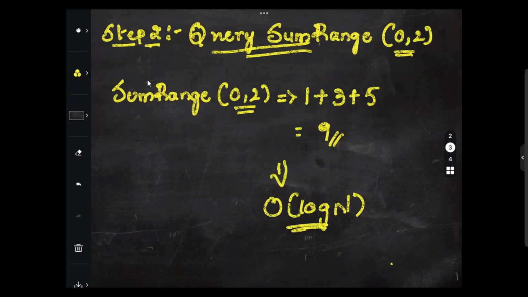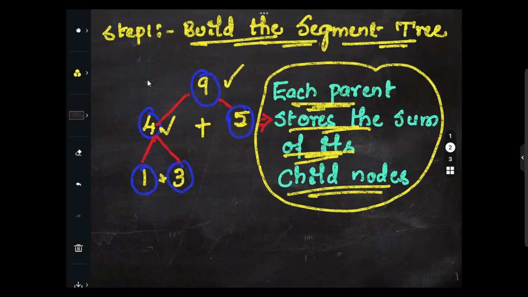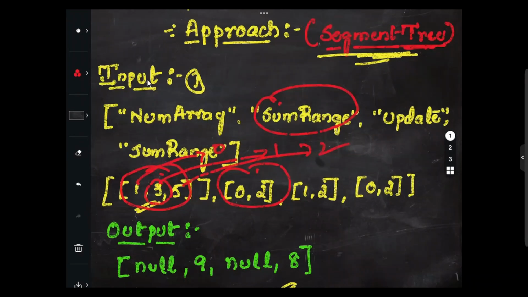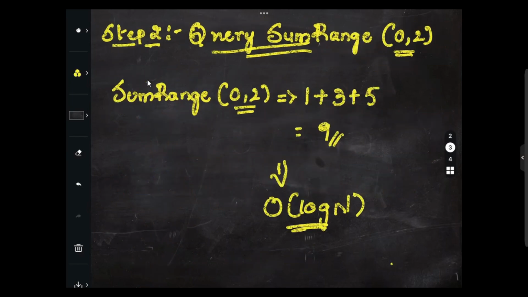So here you can clearly see, in step 1 what we did, we successfully built the segment tree. The return value initially, we went with this one, right? NumArray of 1 3 5, the return value is null initially, so we have got null here. This is fine. So let me come to the second step here.